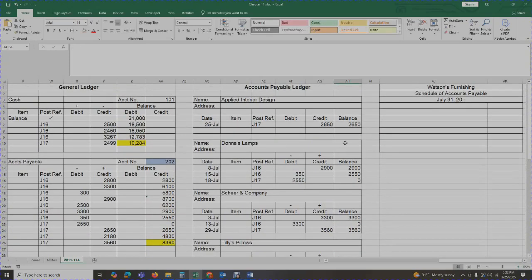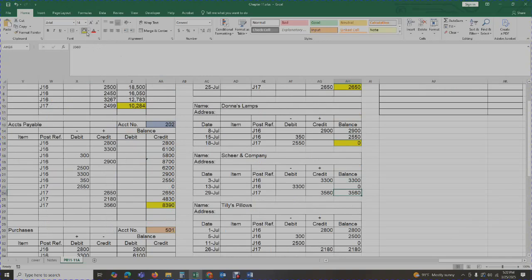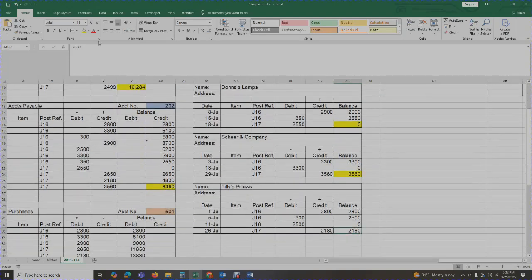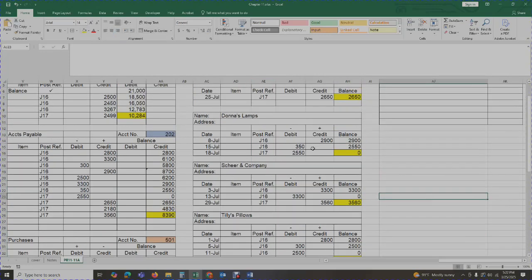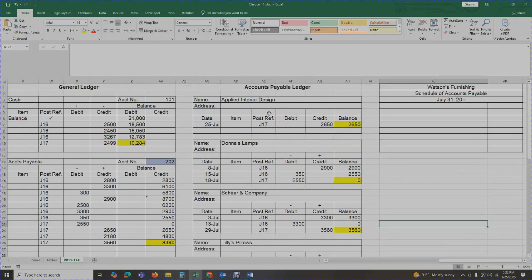So now I know that I owe Applied Interior $2,650. I owe Donna's Lamps $0. I owe Shear and Company $3,560. And I owe Tilly's Pillows $2,180. I have calculated the ending balance for each of the people that I purchased on account from, for my suppliers. Okay, so I've calculated the ending balance.